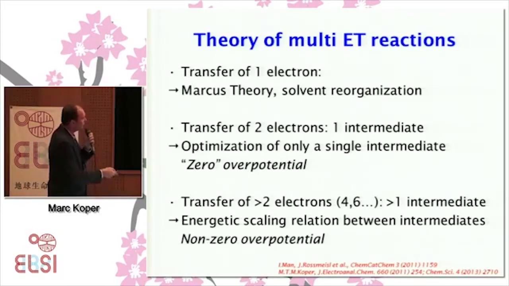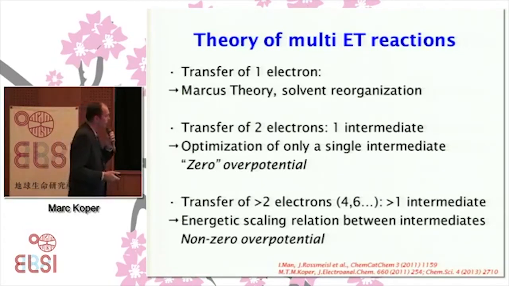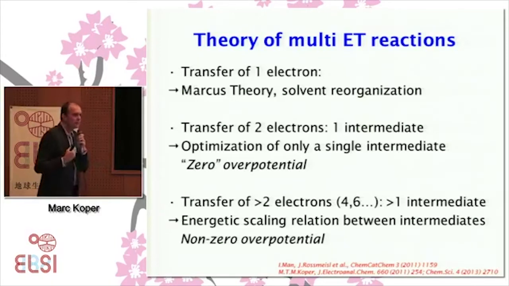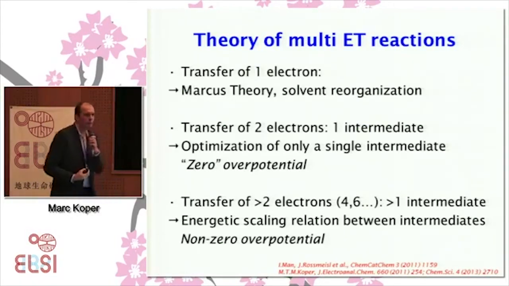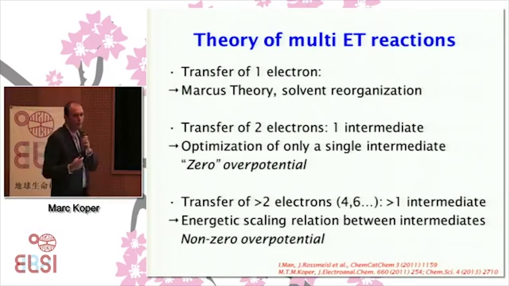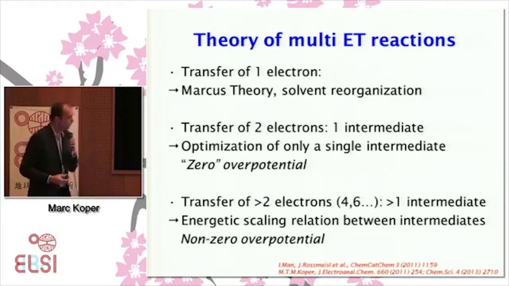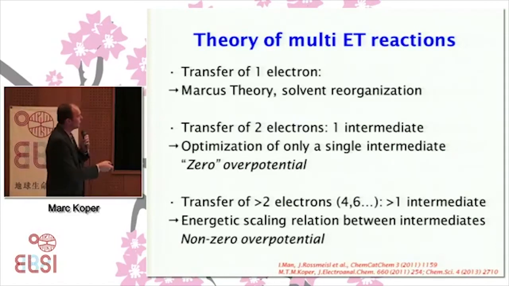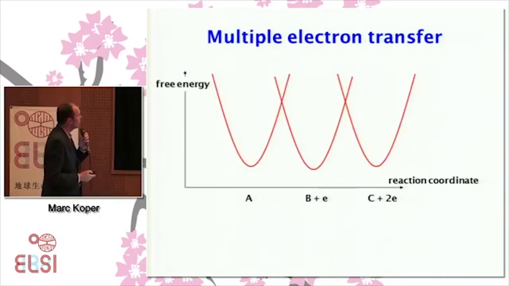And these scaling relations make it very difficult to reach a situation where you can have zero overpotential. And that typically means that 4 electron or 6 electron transfer reactions, although they can be catalyzed by a single catalyst, they practically always have an overpotential. And it's very difficult to overcome. This is one of the reasons why it is difficult to do water splitting and why it is difficult to develop fuel cells in a fully efficient way, because we have a 4 electron transfer reaction there that is very difficult to catalyze because it has more than one intermediate. And you will see that these ideas also apply to CO2 reduction.